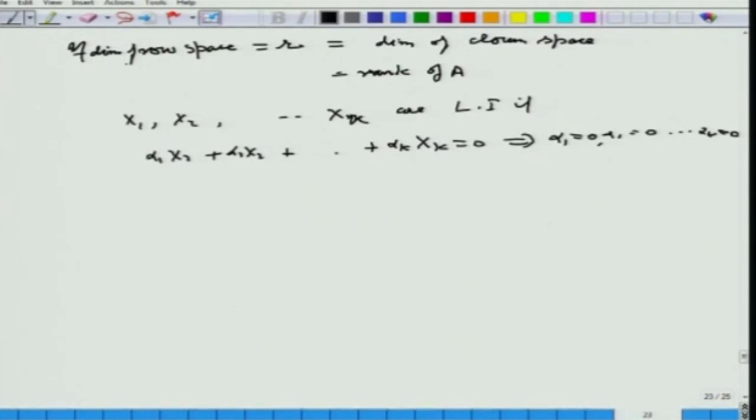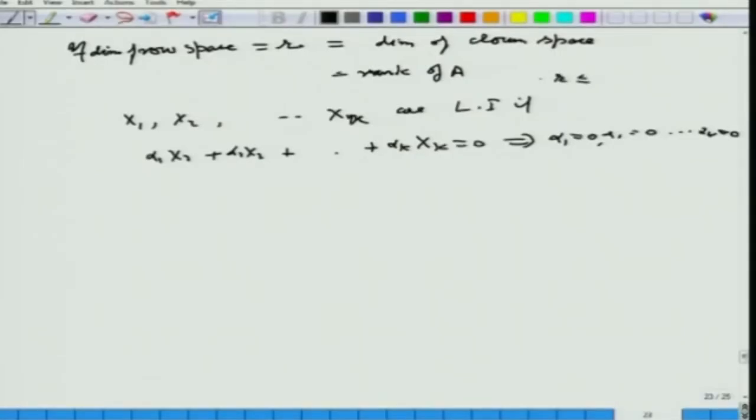So, since the dimension of the row space is r, we will have r linearly independent rows of the matrix A. Similarly, we will have r linearly independent columns out of those n columns. Certainly, if the matrix A is non-zero, r has to be greater than or equal to 1 and less than or equal to the minimum of m and n. Because there are m rows, the dimension cannot be greater than m, and there are n columns, so the dimension cannot be greater than n.